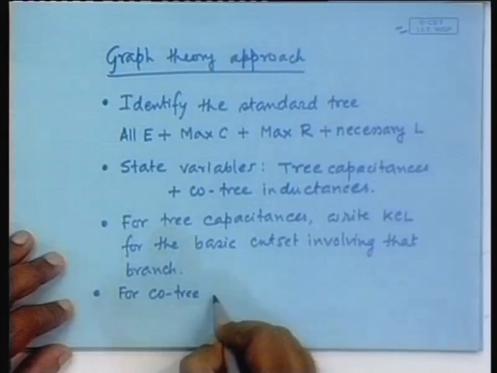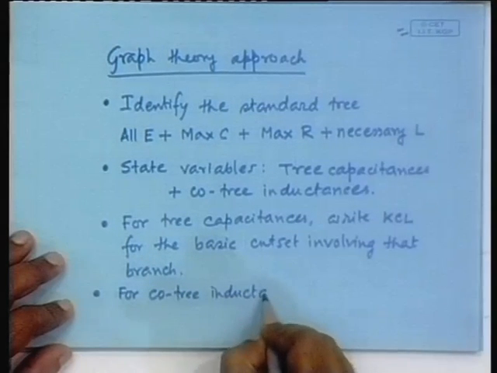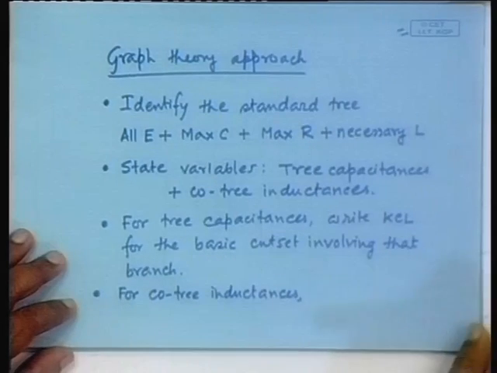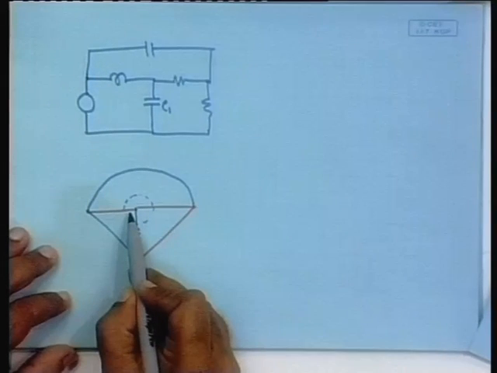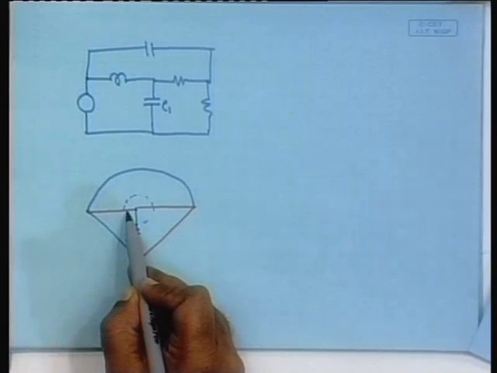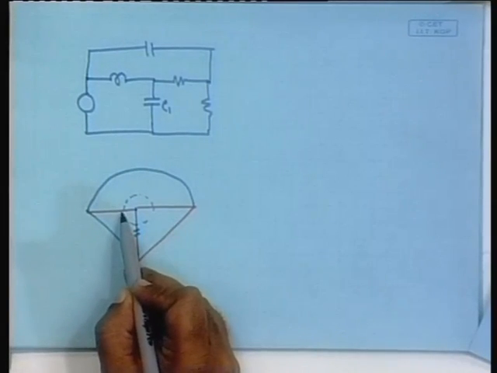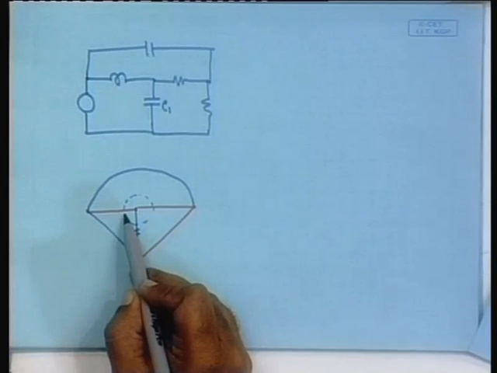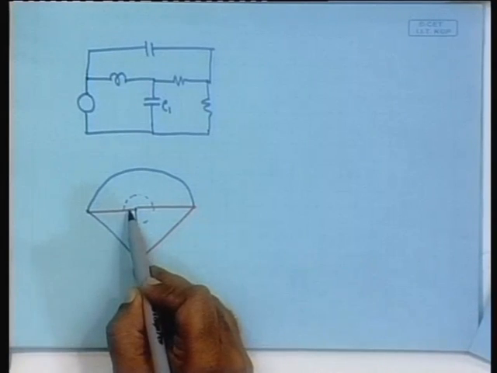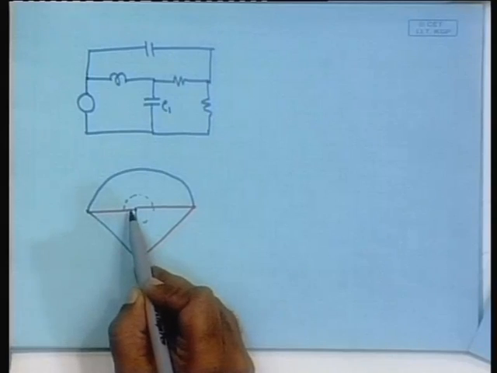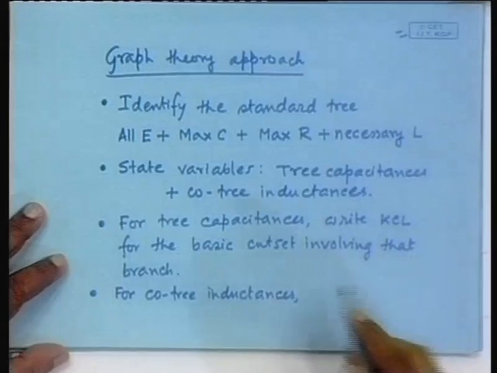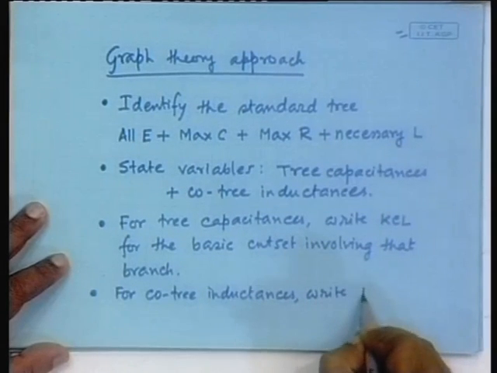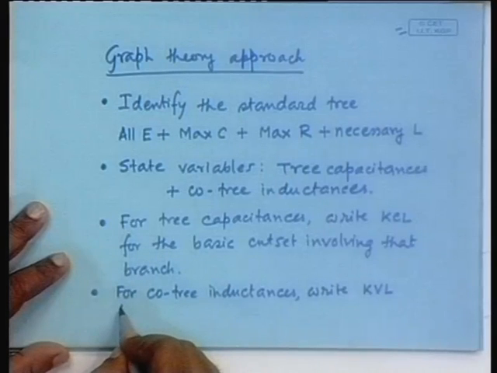co-tree inductances, when we start with the co-tree inductance here, this one, how do we start? We start with the basic loop involving this particular branch. What is the basic loop? The loop that contains this particular branch, but only one co-tree branch. In this case, how do you identify that? Only one co-tree branch, a loop. For co-tree inductances, write KVL. Can you see? Yes.